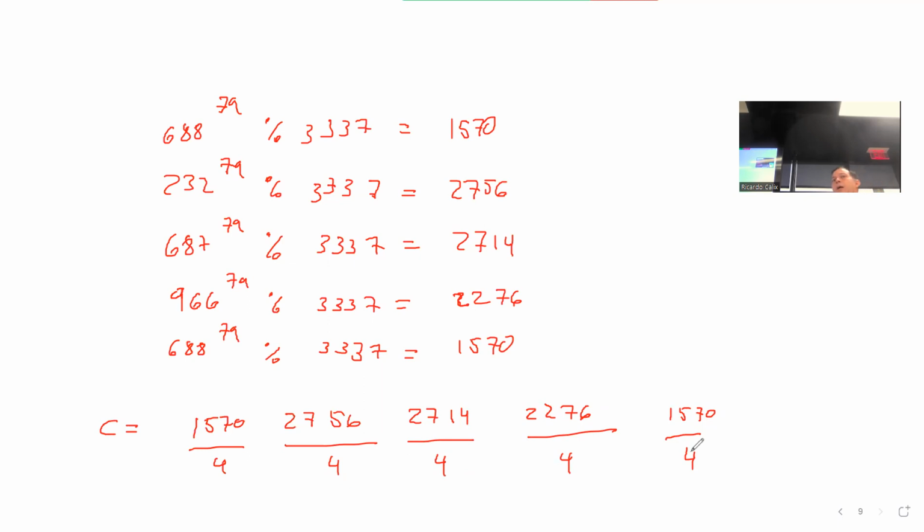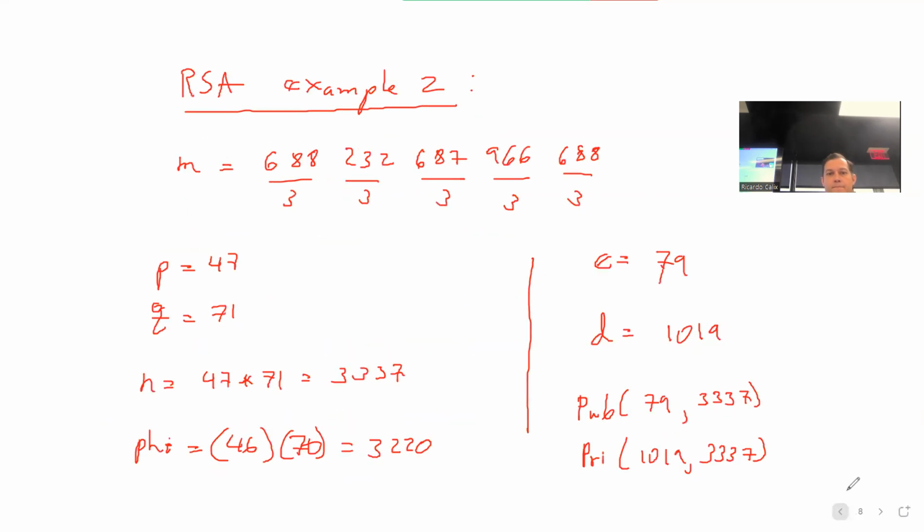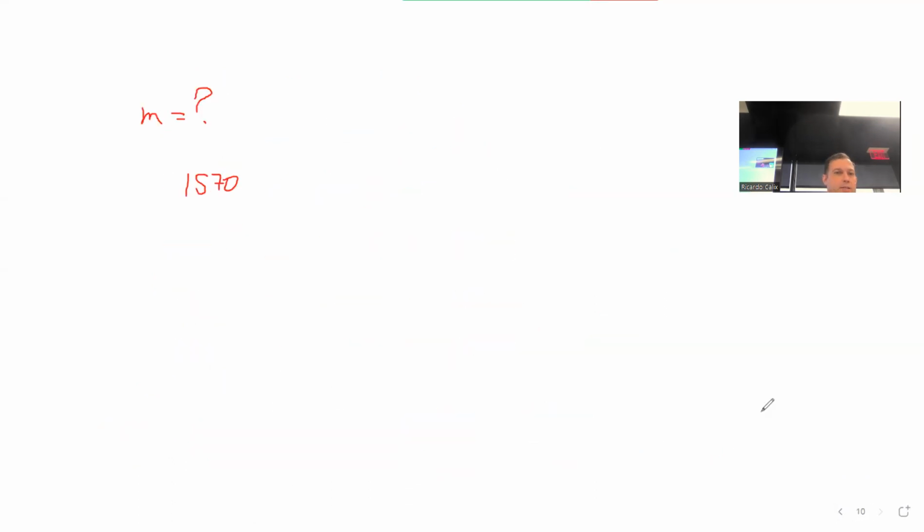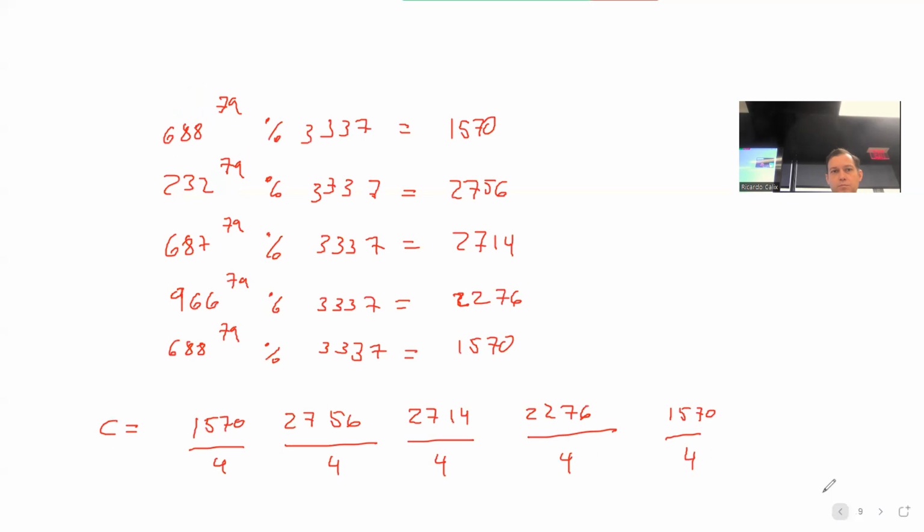Okay. And then of course, I'm not going to repeat the process for decryption. I'll let you guys do it on your own. You should be able to do it. But to get it back, right, if this is 1570, now we are going to get the plaintext message, right? So we're going for M, right? So that would be then 1570 to the what? Yes. Exactly. See, it's straightforward. 1019. And then I'll use the percentage, mod 3337. And that gives you 688, which is basically the plaintext that we had before, just like that.